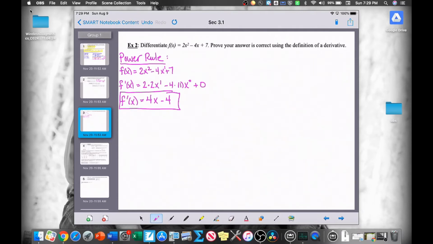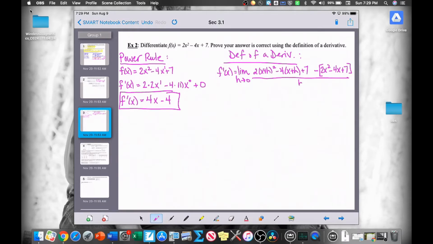Now let's do this according to the definition of a derivative, which again means using our difference quotient. So f prime of x is going to be equal to the limit as h approaches 0 of f of x plus h, so it'll be 2 times (x plus h) quantity squared, minus 4 times (x plus h), plus 7, minus f of x, we need a bracket, 2x squared minus 4x plus 7. And this is all divided by h. And now we do our slow, careful algebra.